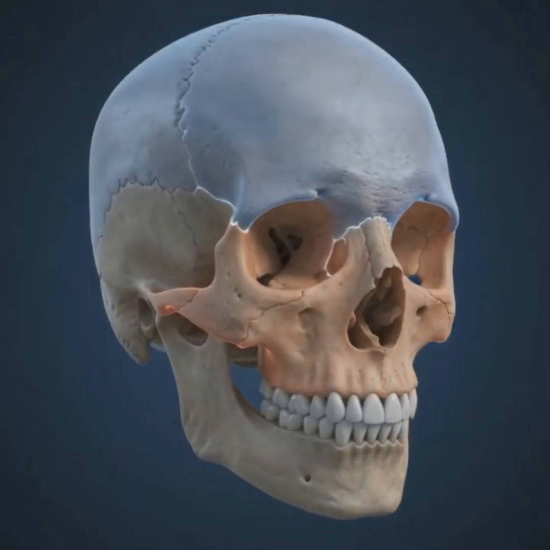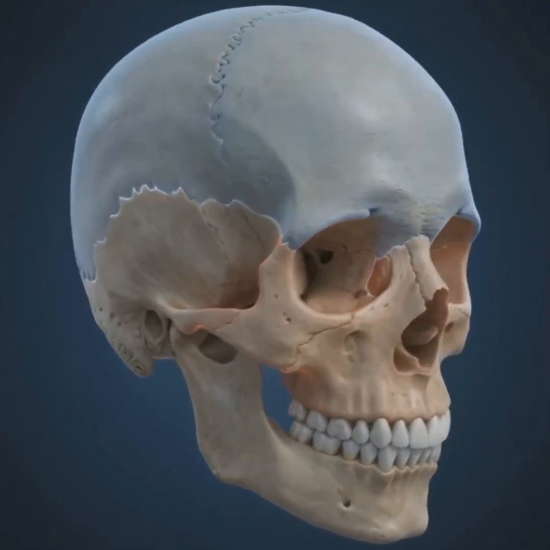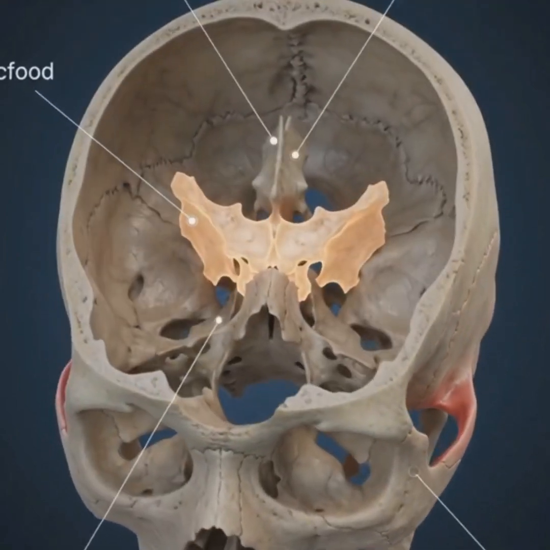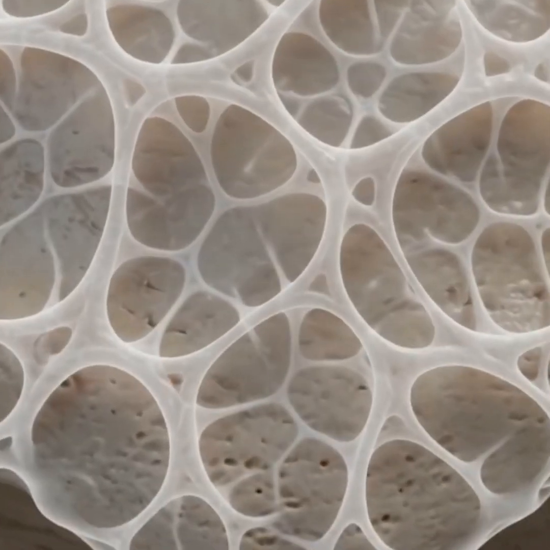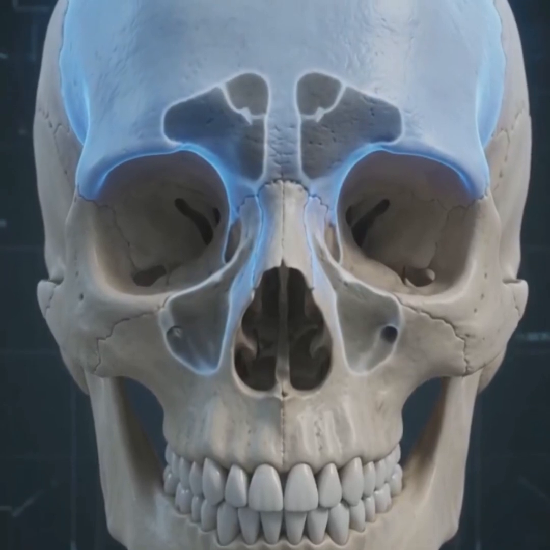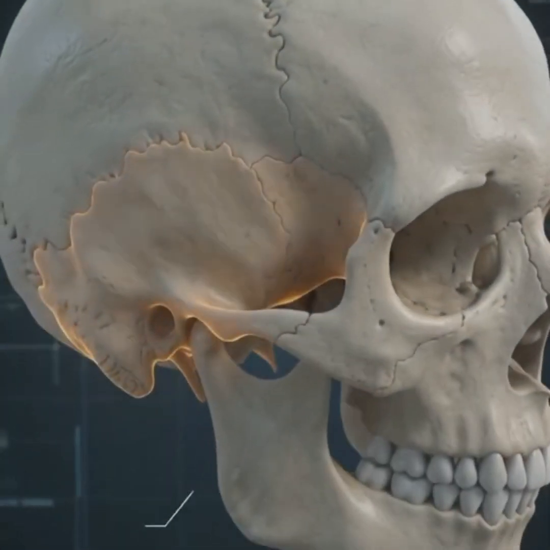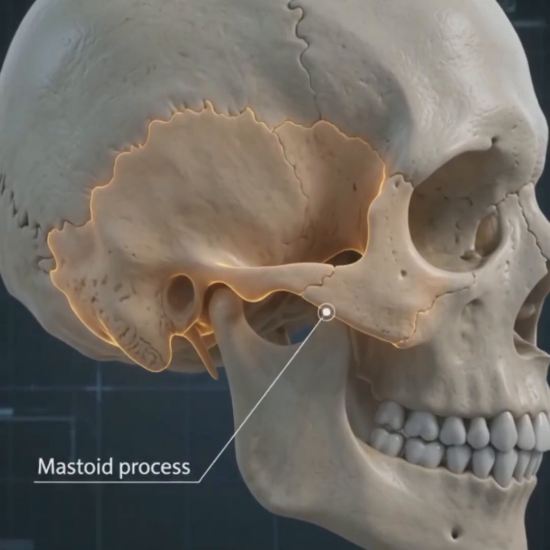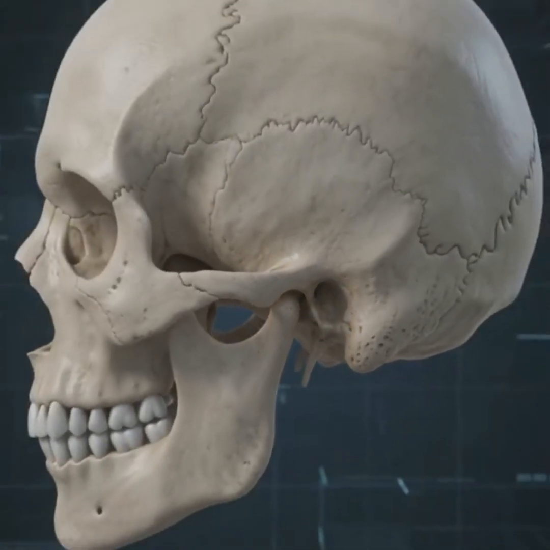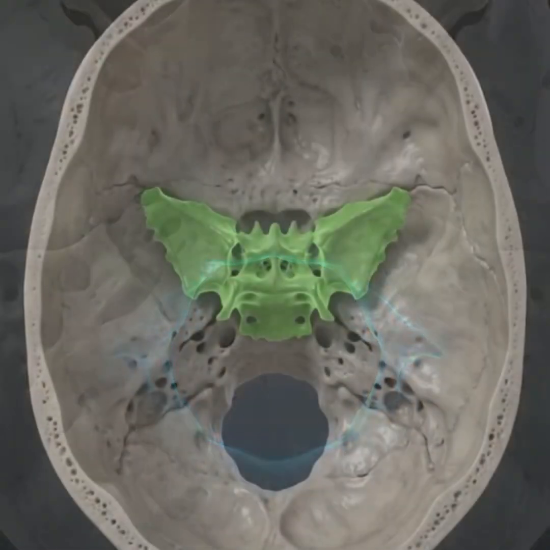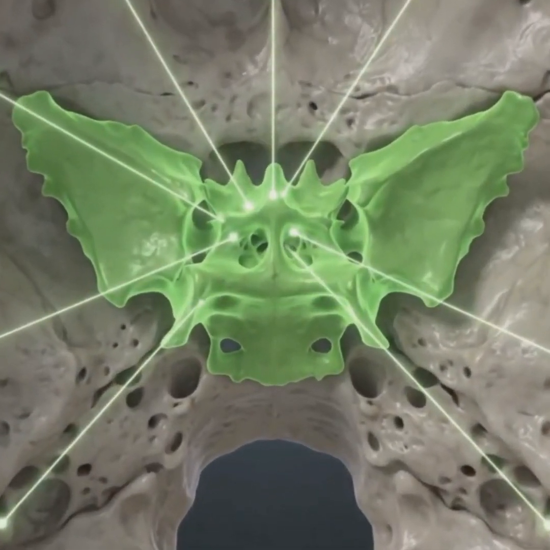The skull's 22 bones are united by immobile sutures. It is divided into the neurocranium and the viscerocranium. 8 bones form the neurocranium, housing the brain. They form via intramembranous ossification. The frontal bone forms the forehead. Parietal bones form the roof and sides. Temporal bones are at the sides and base. Its petrous portion is densest. The occipital bone is located at the posterior and inferior aspect of the skull, and it contains the foramen magnum.